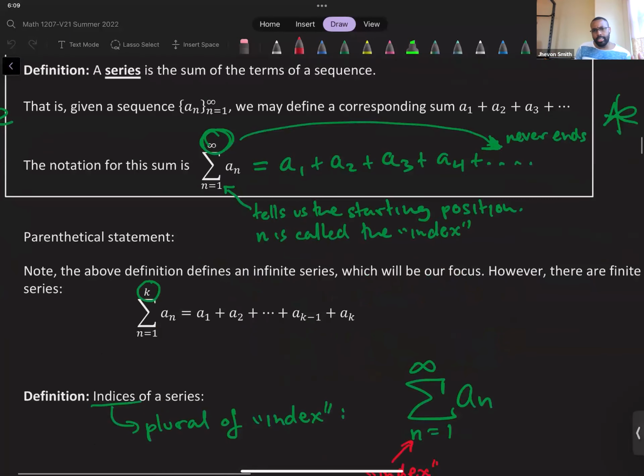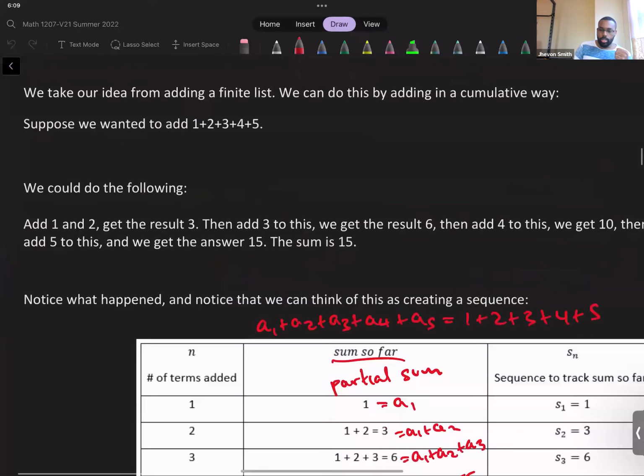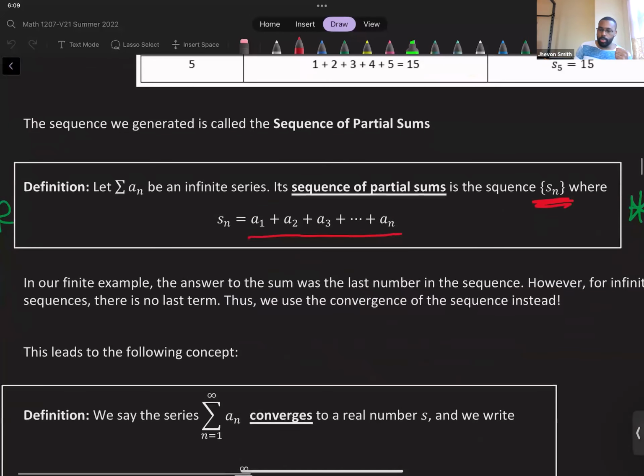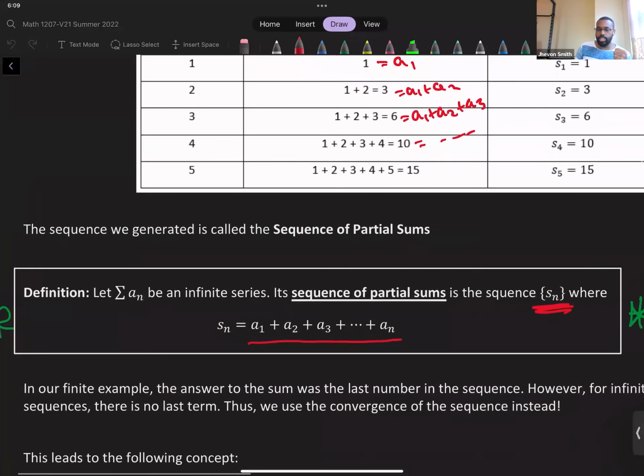Again, there are finite series and there are infinite series. For us, we will care about the infinite variety. And so essentially what we want to do is figure out what it would actually mean to add up an infinite number of terms. And we came up with a criterion by which we will say we have added up all the terms and this is the answer.